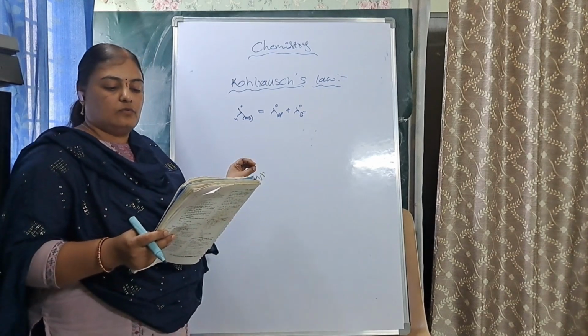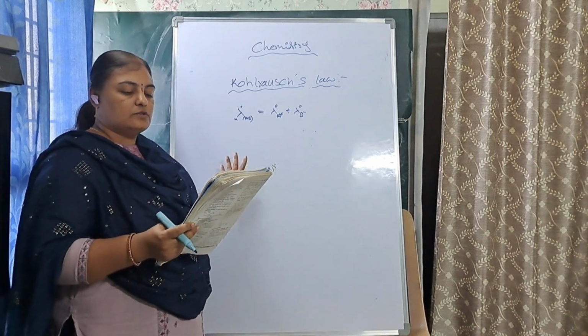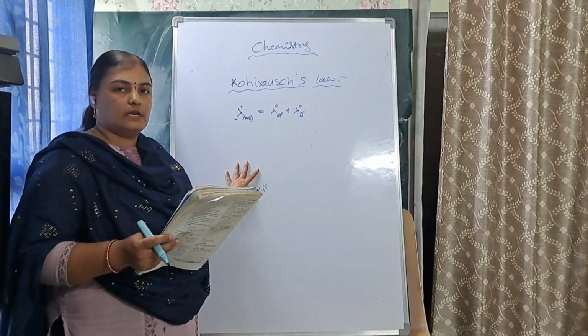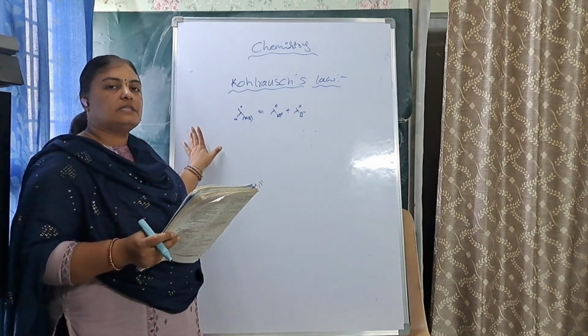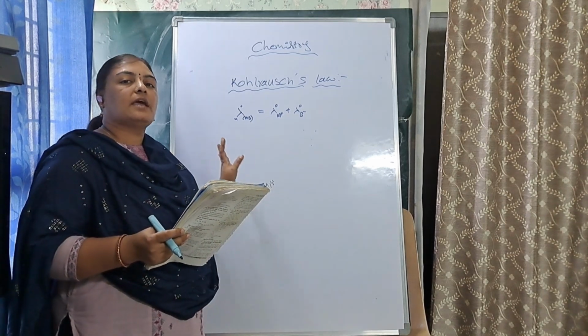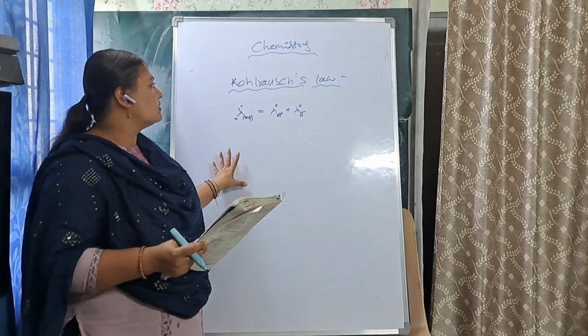It is also used to find the dissociation constant of weak electrolytes. Those constants we can also calculate by using this law. Mainly this law is used for weak electrolytes. Okay, so this is about Kohlrausch's law.